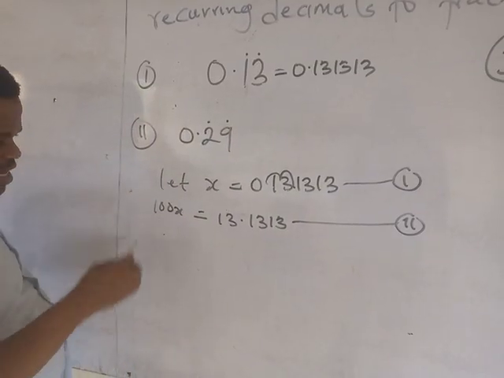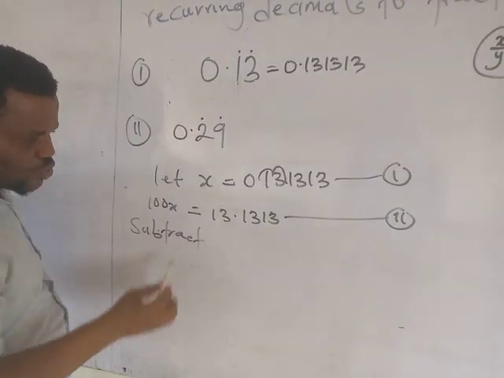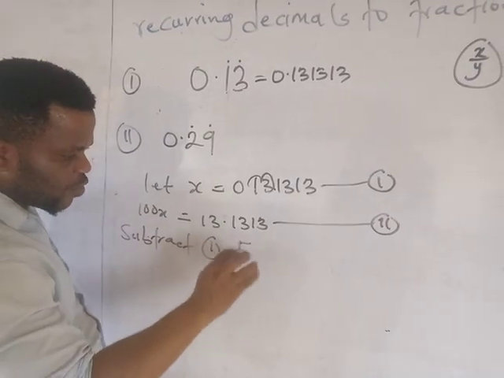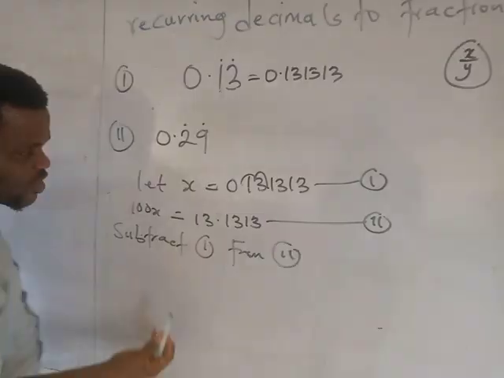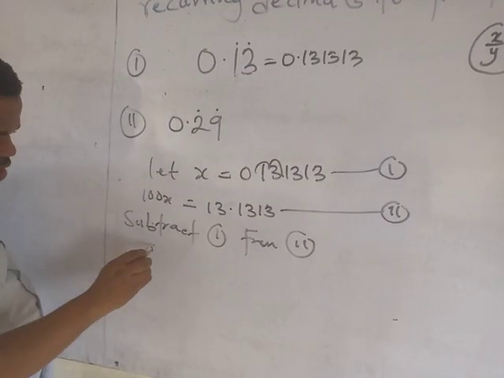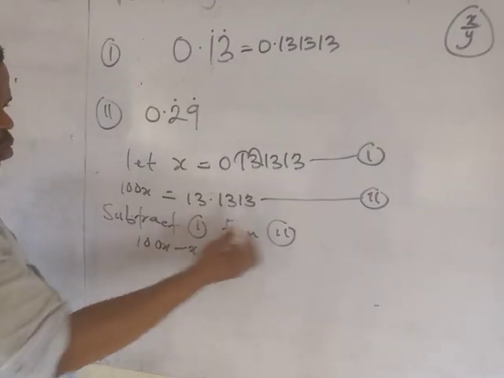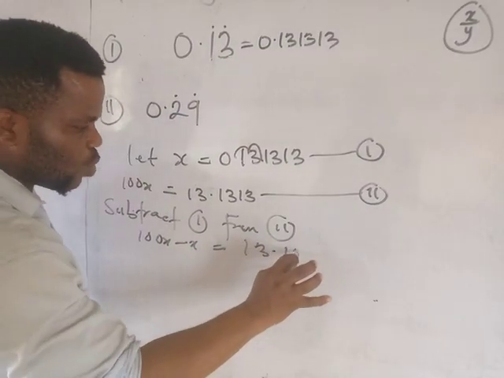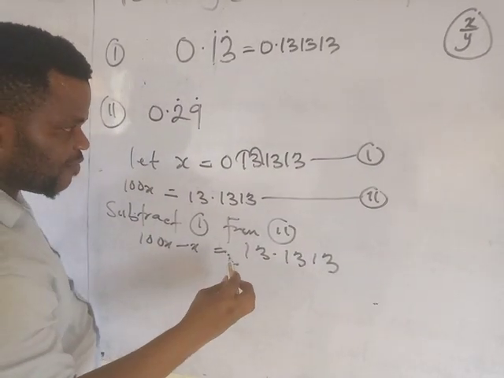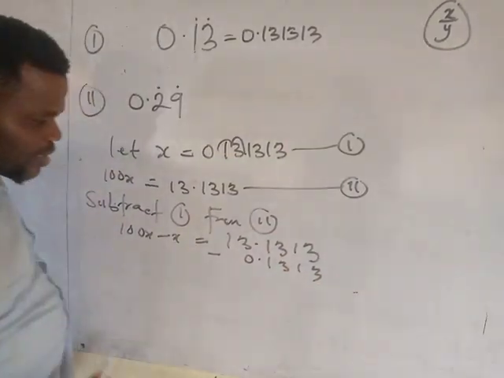Now what I'm going to do is subtract equation 1 from equation 2. Equation 2 is 100x, and equation 1 is x. So we have 100x minus x equals 13.1313 minus 0.1313, and it can go on like that forever.